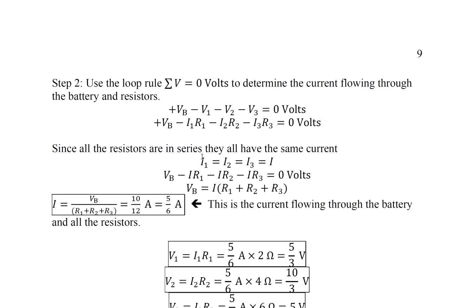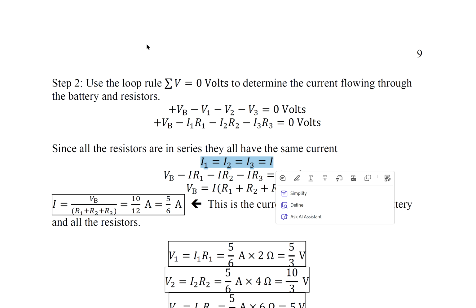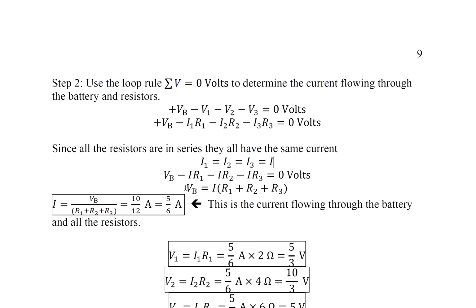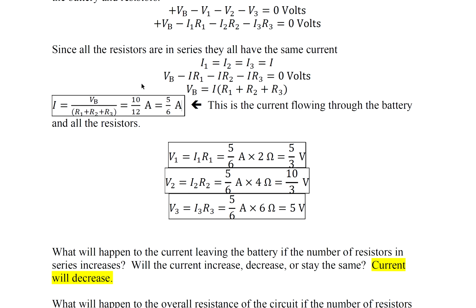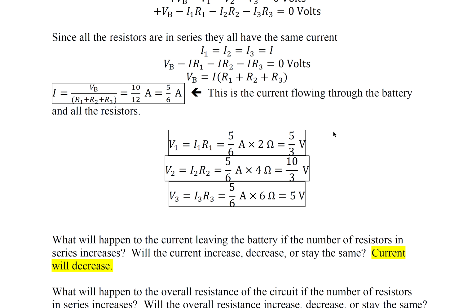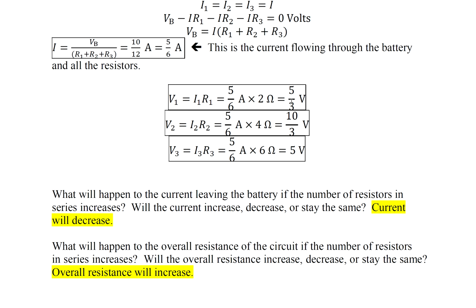Since they're all in series, they all have the same current. So now we could just factor out the I. This is the current flowing through the battery and all the resistors, 5 over 6 amps. Now we know V equals IR, so now we could just plug V1 equals I1R1, V2 equals I2R2, V3 equals I3R3. And if we add up these 3 voltages, it should equal 10 volts, which is the same voltage of the battery.